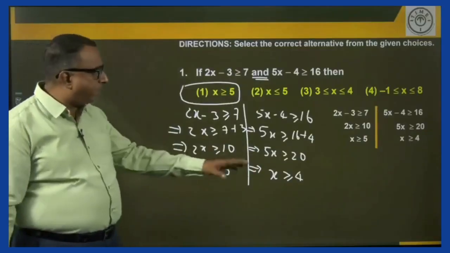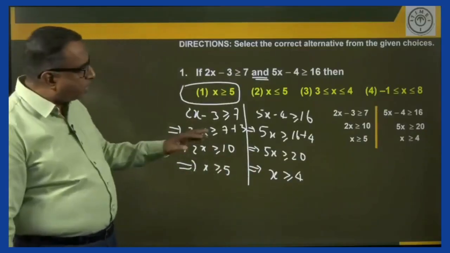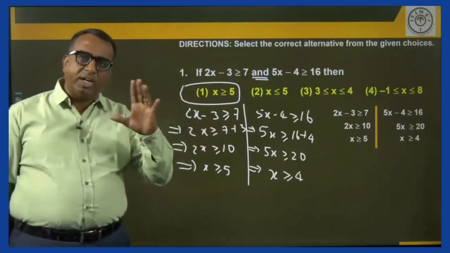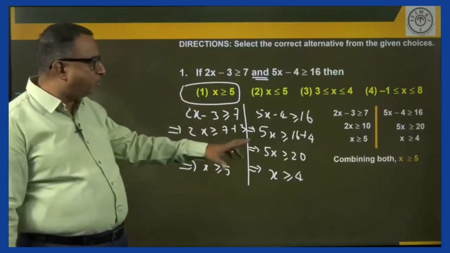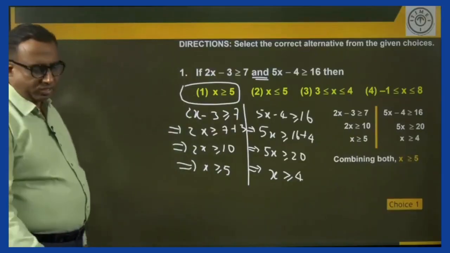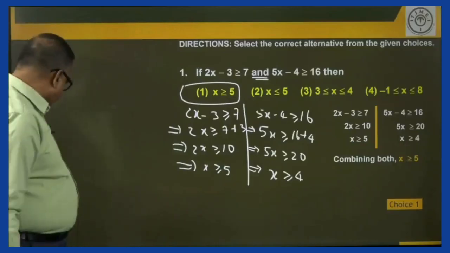What is the next step? x greater than or equal to 4. If x is more than 4, it may or may not be more than 5. If x is more than 5, definitely it is more than 4. So, combining both, you get x is greater than or equal to 5. So, choice 1 is the answer for this. Clear, students? Right.